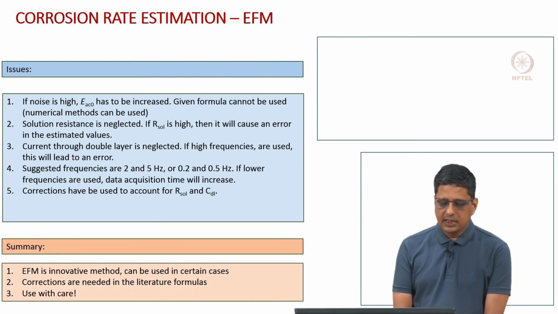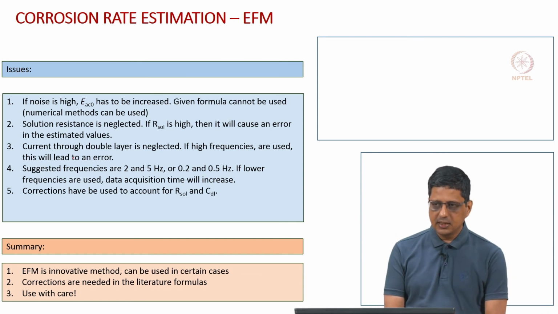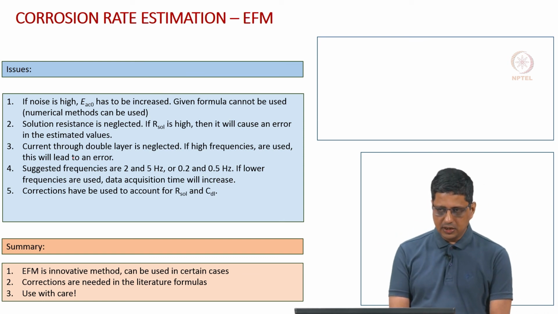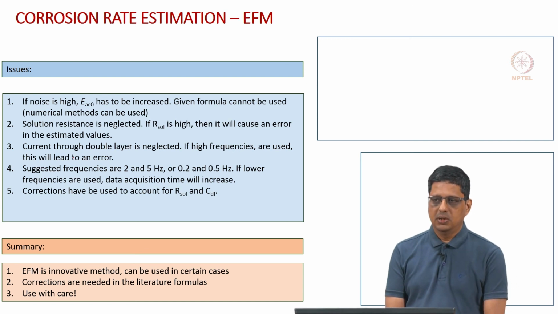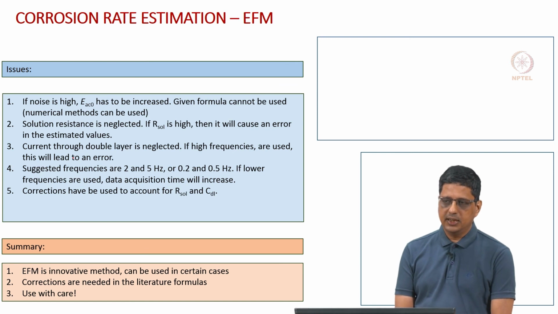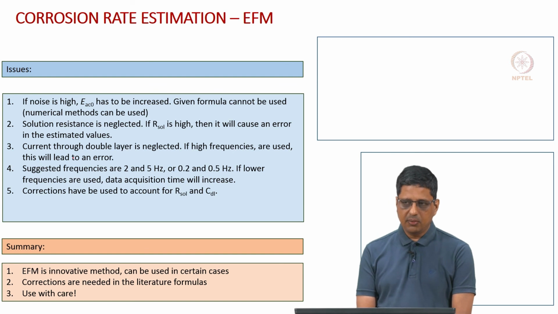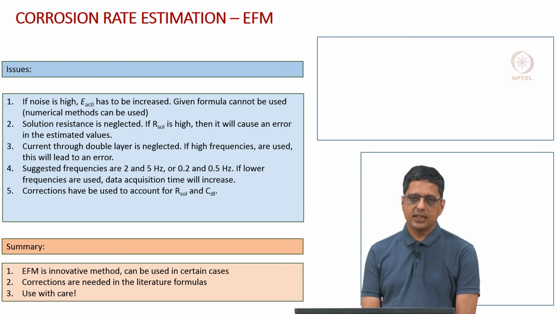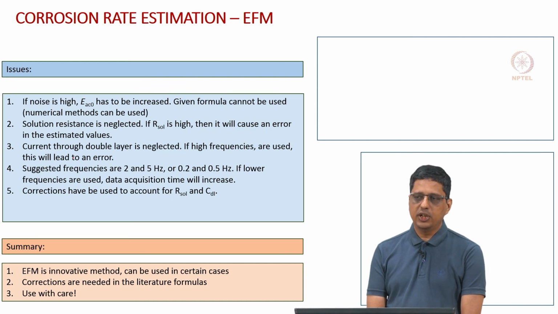Okay. So, in summary, this is a new method. It can be used in certain cases. Usually when corrosion current is large, this is good. When corrosion current is small and if the noise is high, you will have problems in interpreting this data correctly. So, corrections are needed to the literature formula even under the assumption that solution resistance is negligible and double layer capacitance is not contributing that much to the current, and you have to use it with care. Okay. We will stop here today.